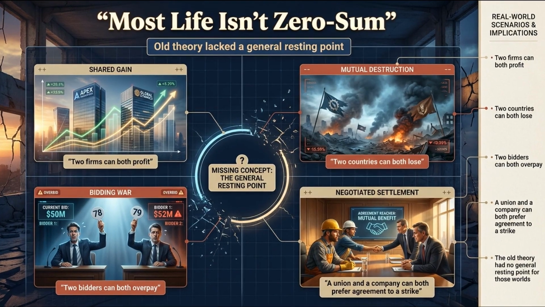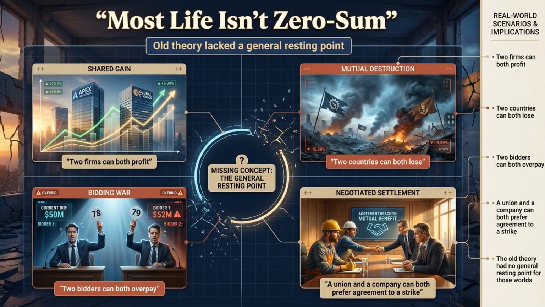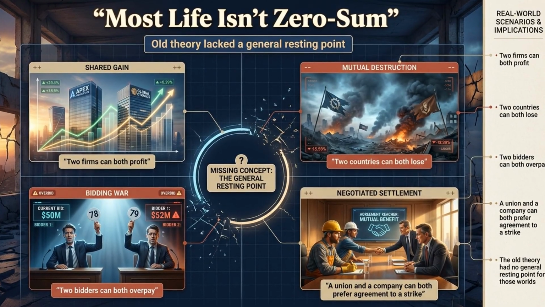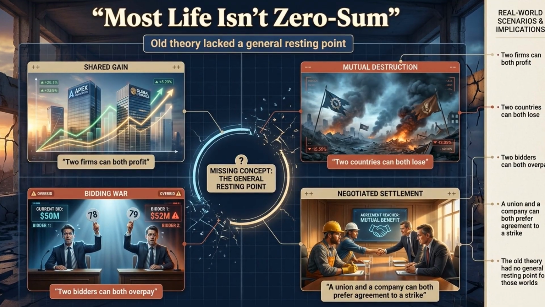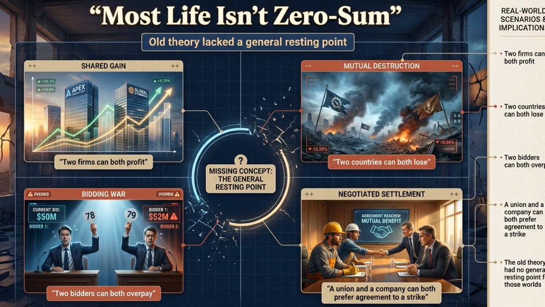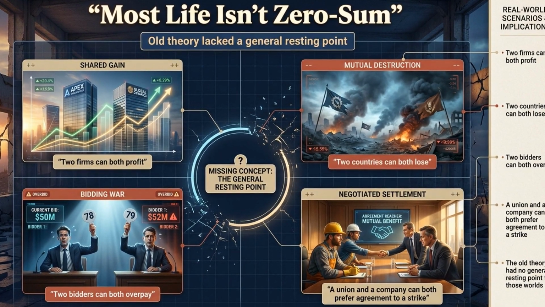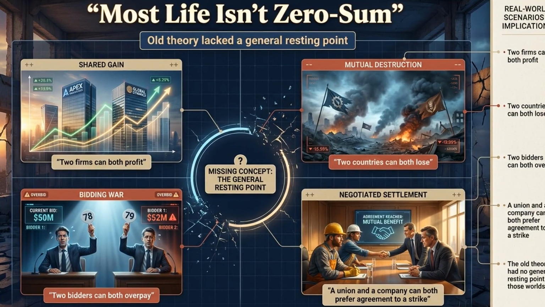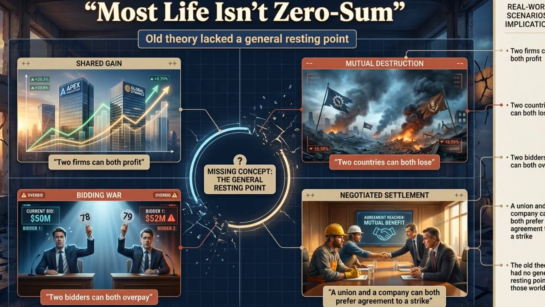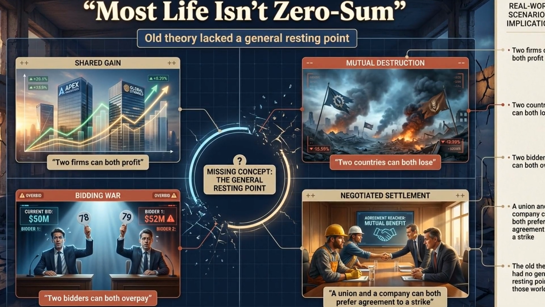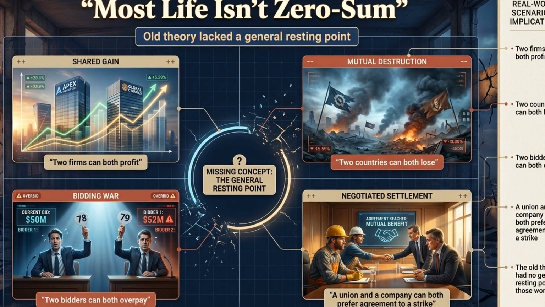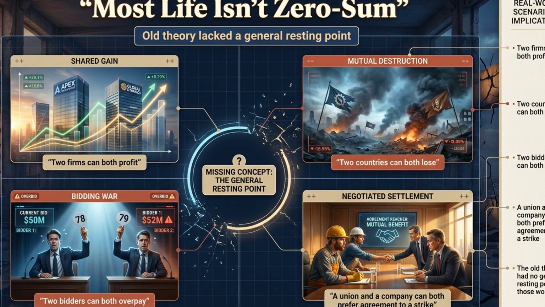But much of life is not zero-sum. Two firms can both profit. Two countries can both lose. Two bidders can both overpay. A union and a company can both prefer agreement to a strike. The old theory did not yet have a general resting point for those worlds. The problem was not that people were irrational. The problem was that perfectly rational people could keep reacting to each other forever. That was the trap. The real problem was mutual dependence.